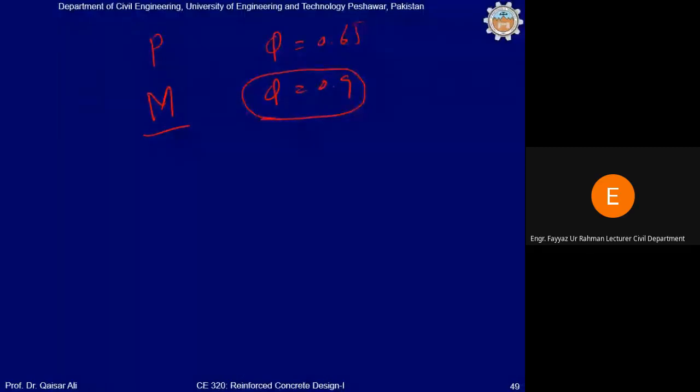While on the other hand, the member subjected to compression load, in that case the failure will be quite brittle. As soon as the compressive load exceeds the compression capacity, there will be abrupt crushing of the concrete. And since the failure mode is brittle, so that is why the strength reduction factor is 0.65.